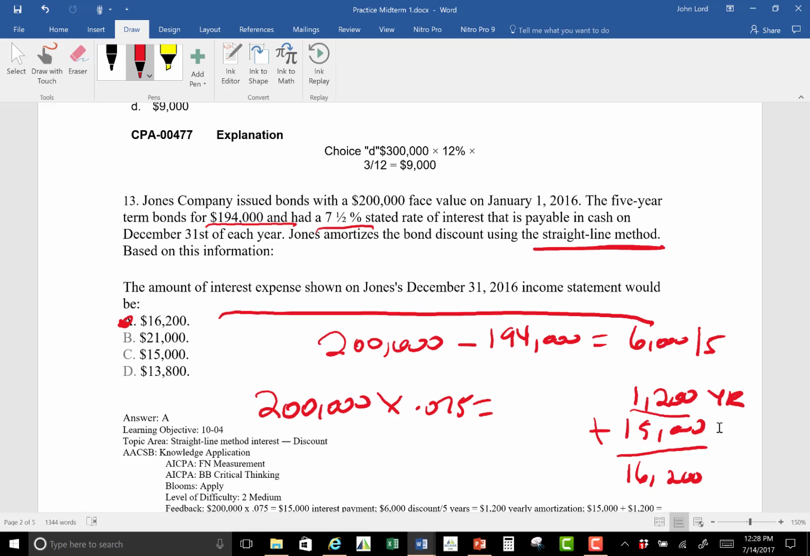Okay, this is straight line now, right? With effective interest, we would have had to look at the difference between our cash interest and our effective interest. That difference would have been the amortization of the discount, and that would have been added to my cash interest, right? Here, it's easier. You simply take the total discount, amortize it over the period the bonds are outstanding, and that will give us the interest expense.